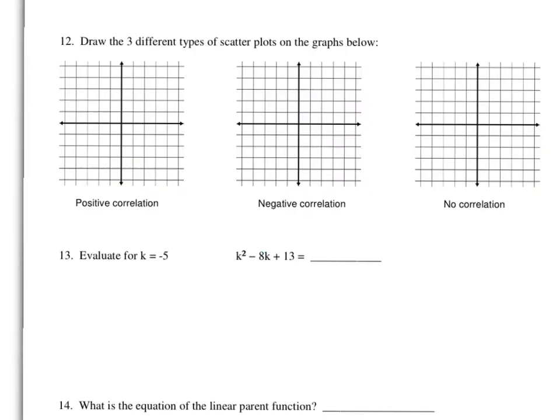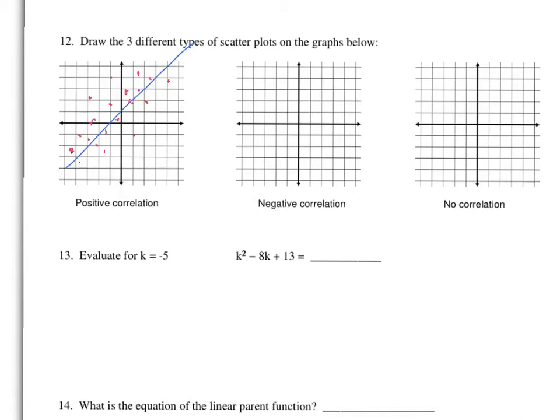Okay, 12, draw 3 different types of scatter plots on the graphs below. First one says a positive correlation. So we're just looking at points on a graph that look like they're moving in a positive or upwards direction. Okay? They're not always going to be perfect, you know, but we can see that the general direction of this is going up. So that's going to be a positive correlation.